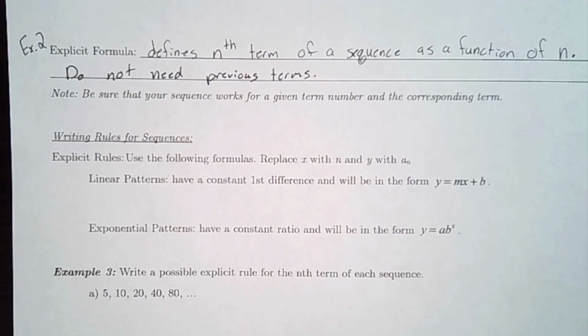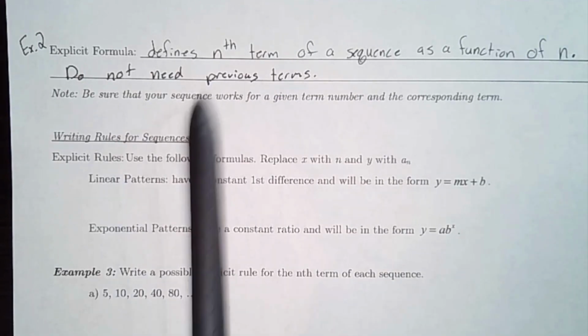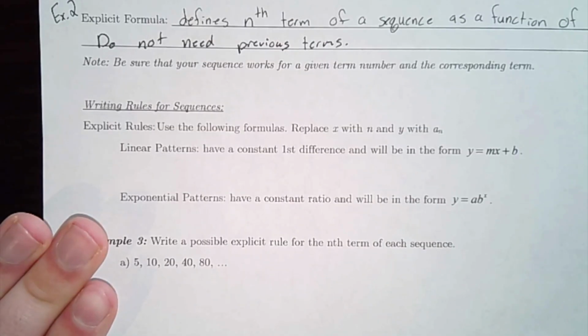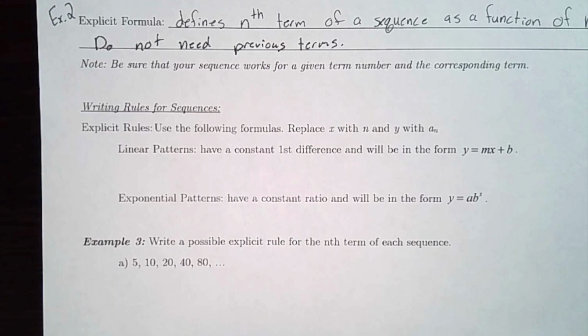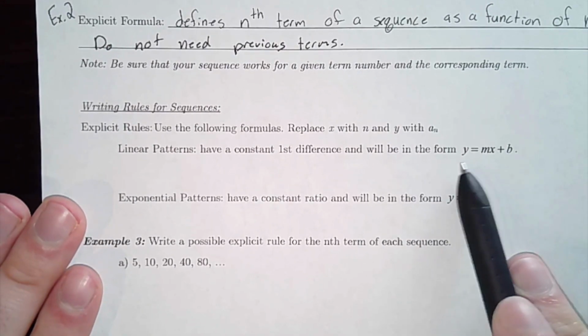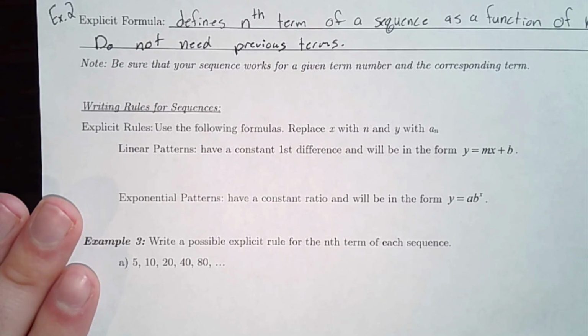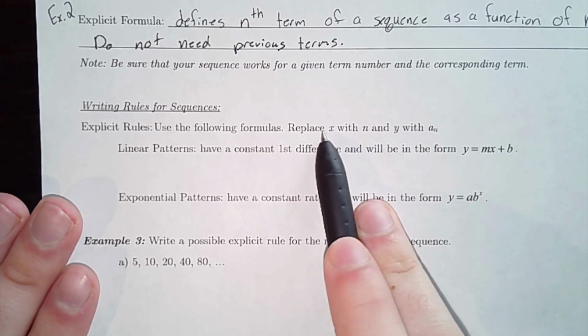So as we get into this, just a quick note, make sure that your sequence works for the given term numbers and corresponding terms. Just something that we need to check, make sure that the first term matches up as we go through. As we start to talk about our explicit rules or explicit formulas, we're going to be using two patterns, what we call linear and exponential. These are patterns we've talked about already this year. The only difference is we're going to take our equations that we had, which were based on y's and x's, and we're going to change them to n's and a sub n's. So n is going to take the place of x, and a sub n is going to take the place of y.